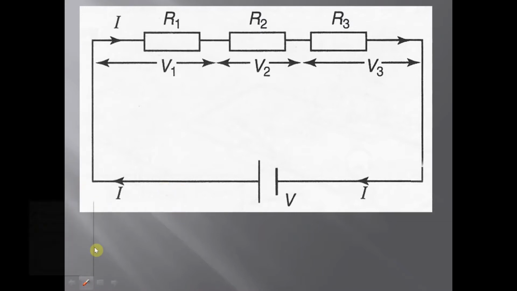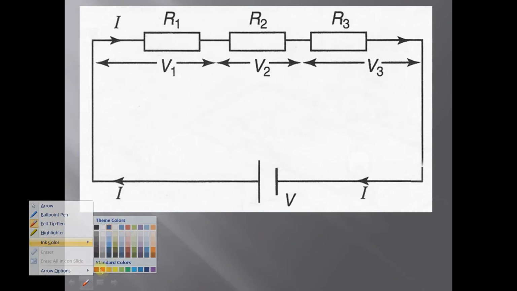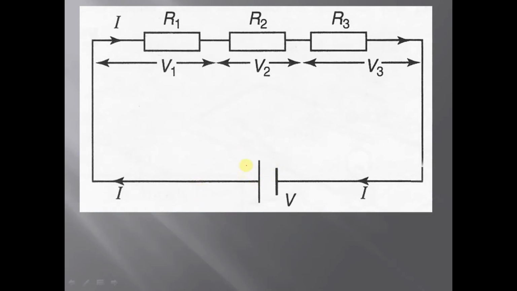I use a red pen. I change my pen color. You can see how we're going to know about it: this is a positive terminal, this is a negative. If you can see the current, if it's coming out from the positive, it goes all the way in one complete round to the negative. That is what we call a series circuit.